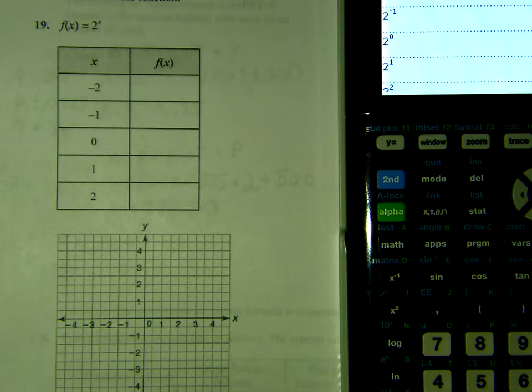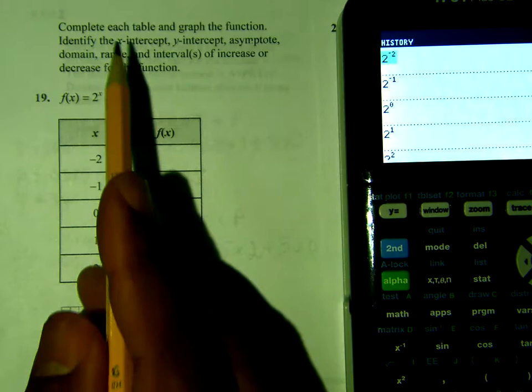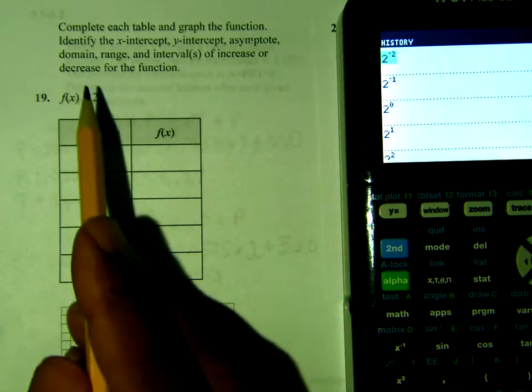And what we want to be able to do is make a table, organize and make a table for our exponential function. We want to be able to graph it from that table and determine some of the parts of that graph, okay? So the first thing we want to do is graph it. Here's the function here, and I'm going to come back and explain some of the parts we need, okay?